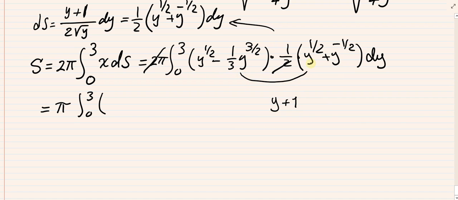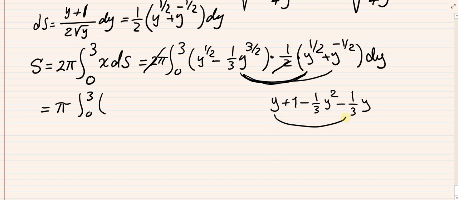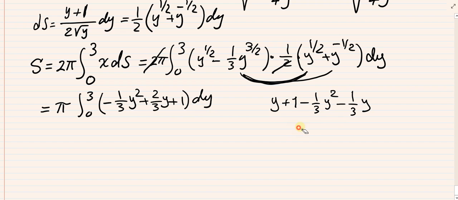And then distribute here. Negative 1/3 y to 3 halves times y to a half, you add the exponents, we get y squared. And negative 1/3 y to 3 halves times y to negative a half, so we add those exponents, and those add to 1. Okay, so we have y minus 1/3 y, that's 2/3 y. Let me write what I have. Negative 1/3 y squared plus 2/3 y plus 1 dy. That's what we have.